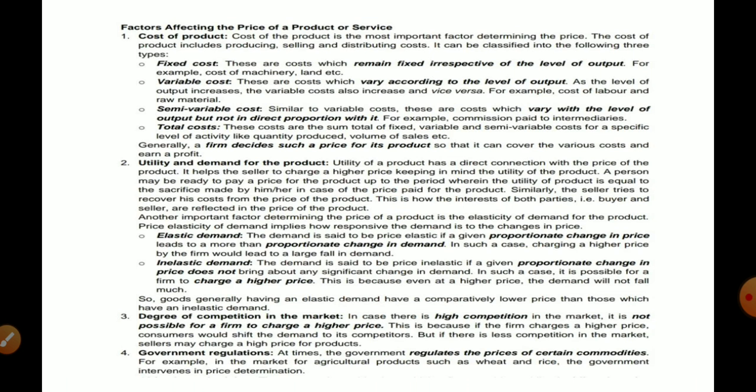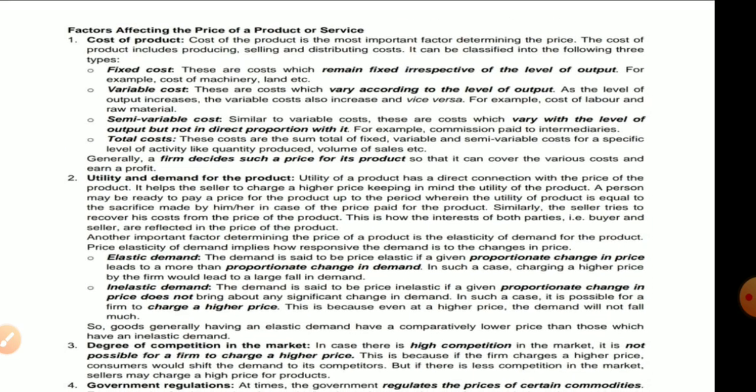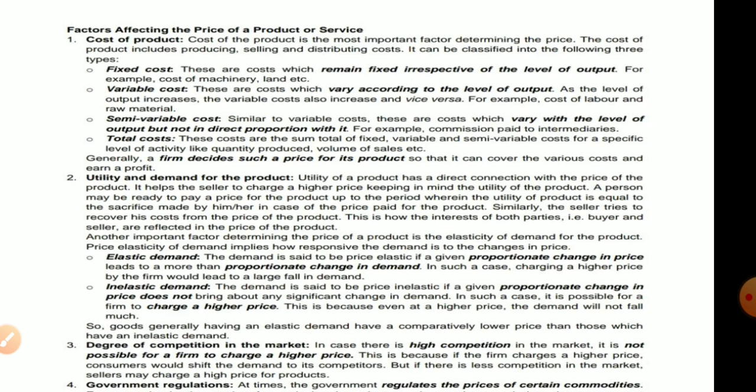So, what are the factors affecting the price of the product? First of all, the cost of product. You have to price your product so that you can cover your fixed cost as well as variable cost and some semi-variable cost. The cost of product includes fixed costs which remain fixed, like machineries, variable costs which vary with the level of output like labor, and semi-variable like commission paid to intermediaries.